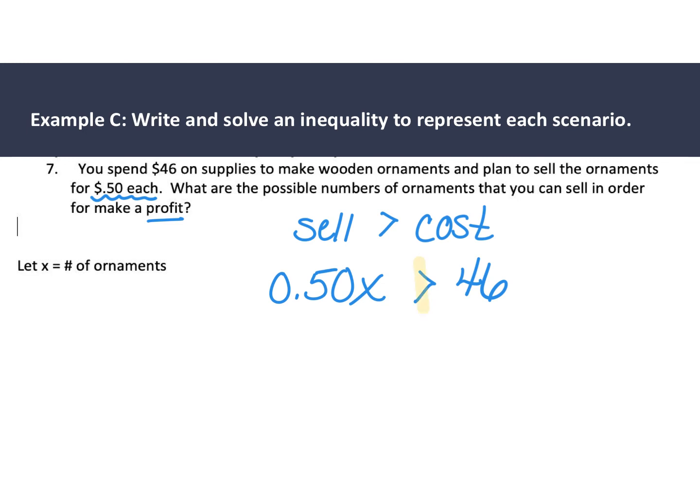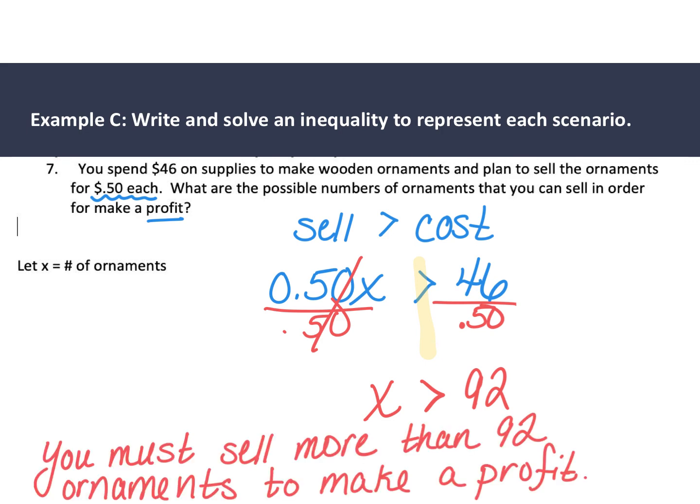Now let's actually solve this. So I'm going to divide both sides by 50 cents. No need to flip the direction of the inequality sign here because I didn't divide by a negative, and that would get me 92. Now recognize that this says x is greater than 92. So you have to sell more than 92 ornaments. So I always express my answer in sentence format. And notice just in my words here, I don't say you sell 92, I say more than. It's just kind of easy to take the inequality symbol and use one of the phrases that mean that symbol.